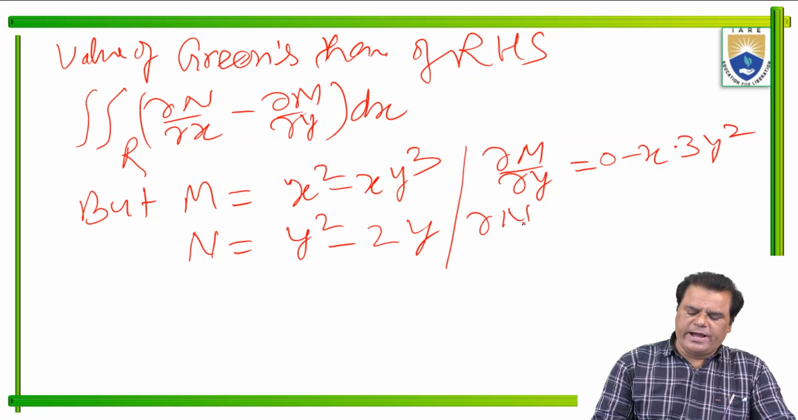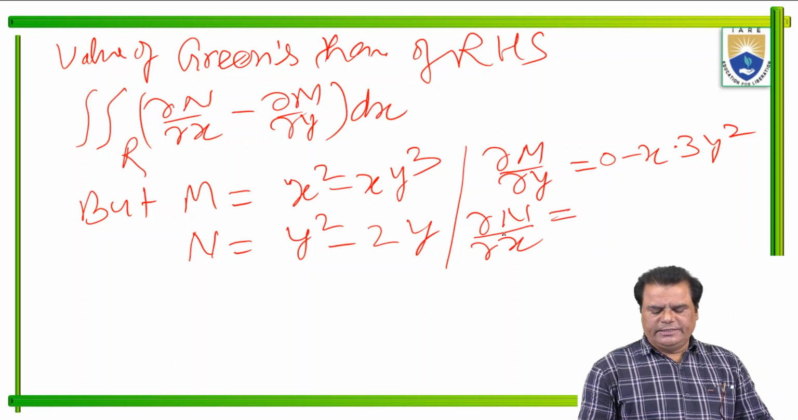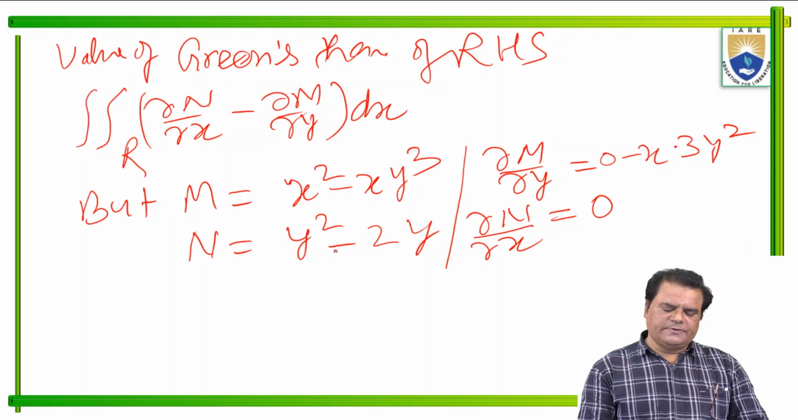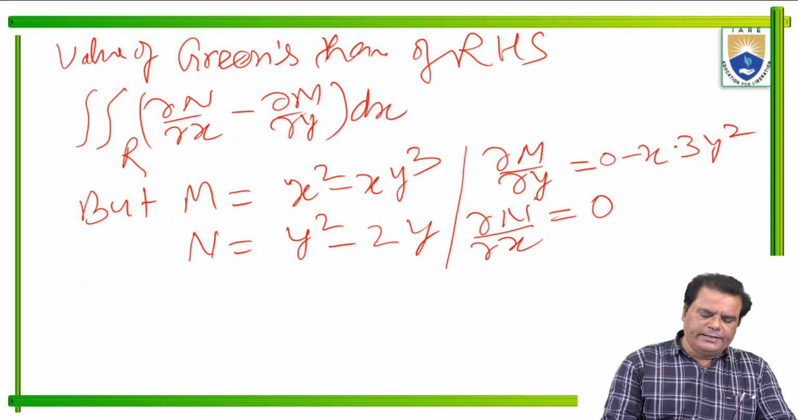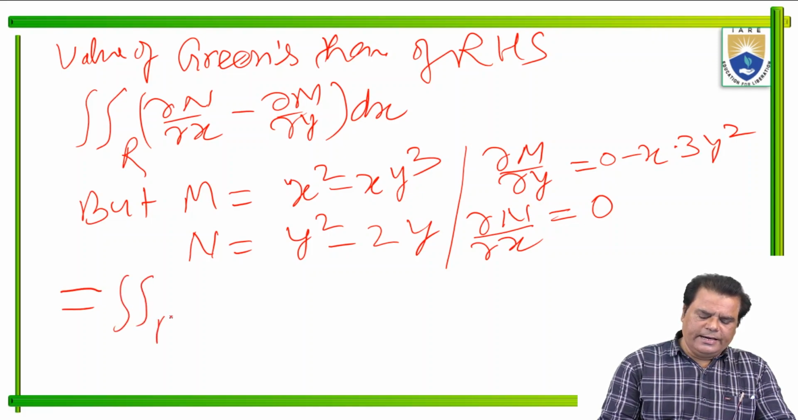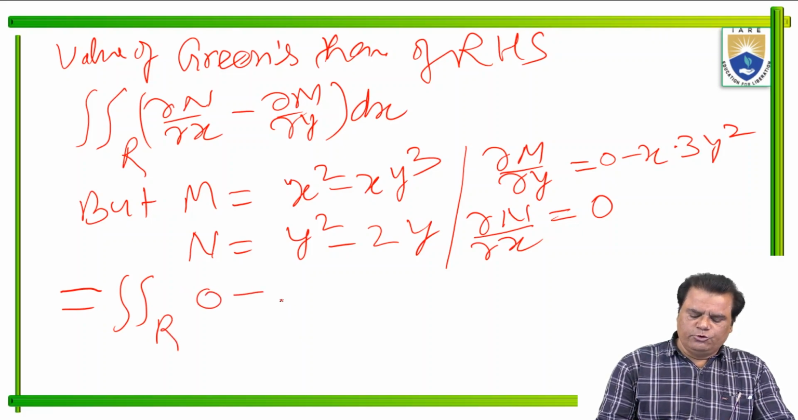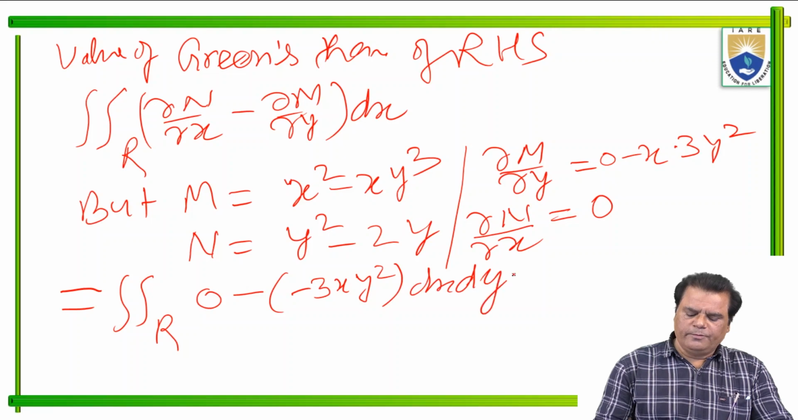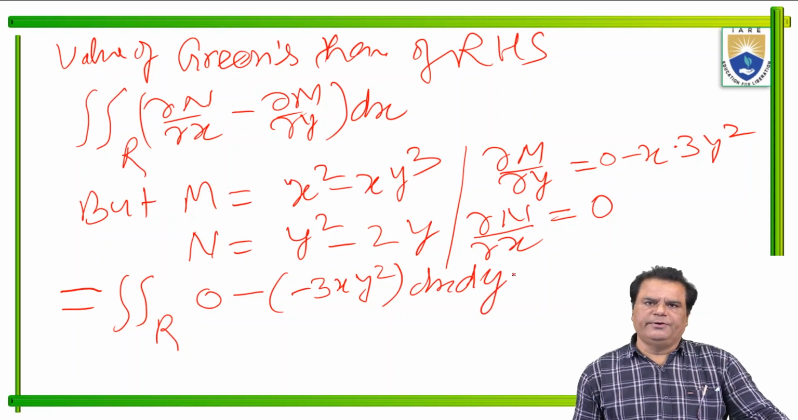Differential of N with respect to x, ∂N/∂x: x differential with respect to x is 0, there is no x function. Putting these values in the double integration over region R, ∂N/∂x is 0, minus ∂M/∂y, 3xy square, dx dy. This is the right hand side of Green's theorem.